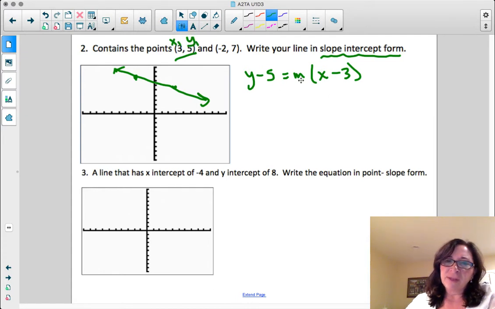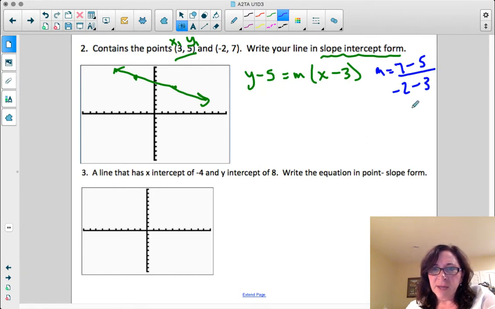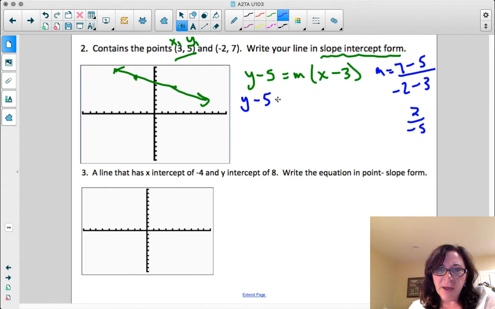So now in order to find the slope here, we're going to use the slope formula. And the slope formula says that if I subtract my y's, the difference of my y's over the difference of my x's, so I'm going to go 7 minus 5 over negative 2 minus 3. And what I end up getting is 2 over negative 5, or negative 2/5. So now when I write my equation, I have y minus 5 equals negative 2/5 times x minus 3. And this form, again, is point slope form.